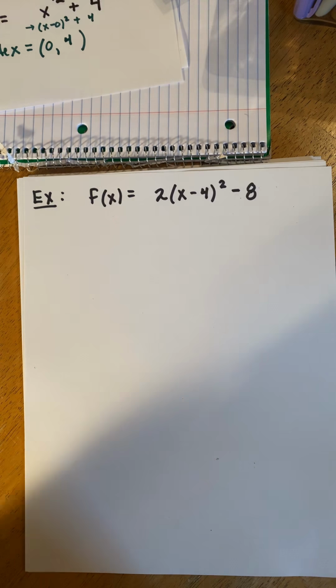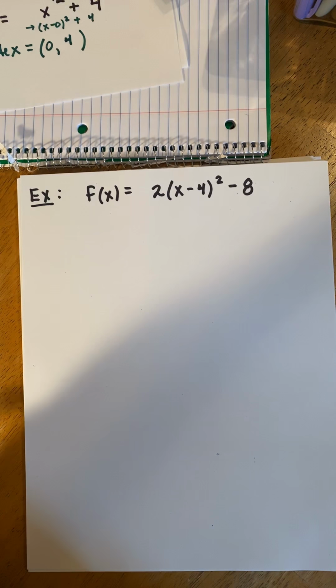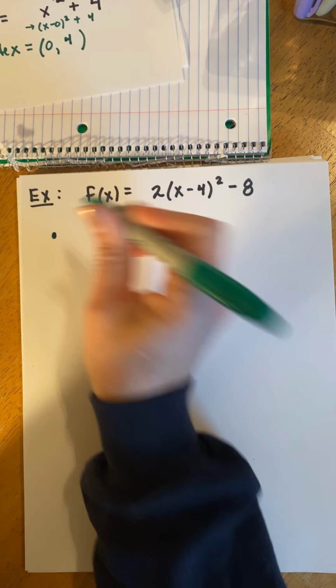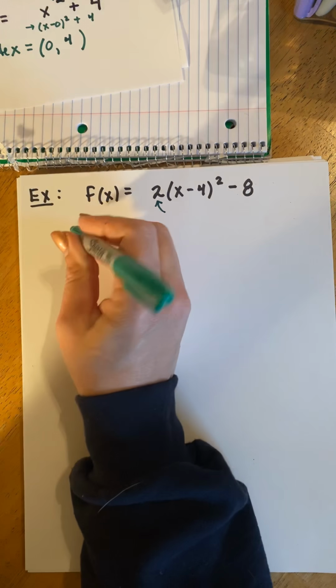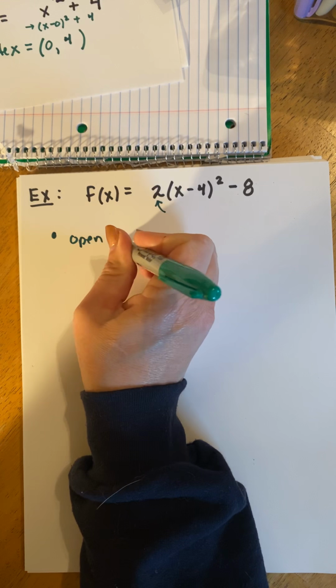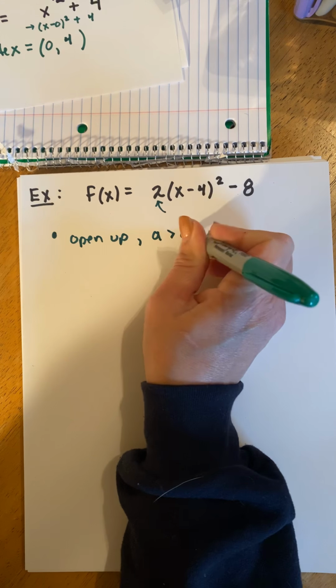For this example, we're just going to have it in this form. So f of x equals 2 times x minus 4 squared minus 8. Let's find everything there is. First, determine if it opens up or down. The leading coefficient, a, determines this. We know this is going to open up because the leading coefficient is positive.